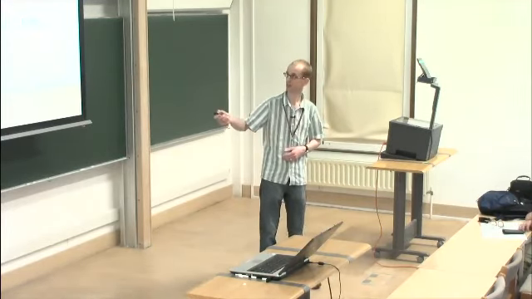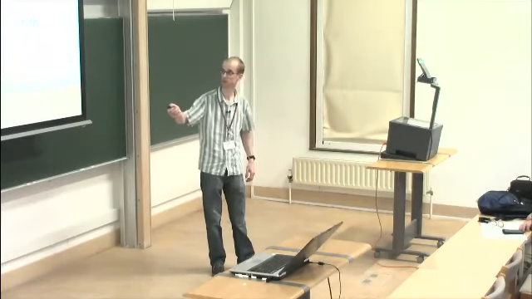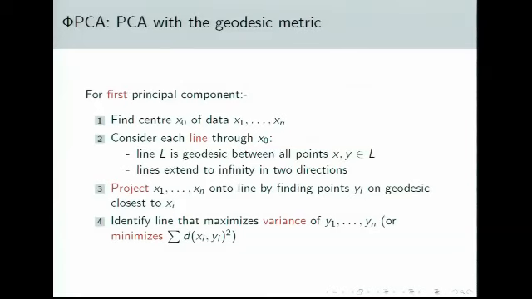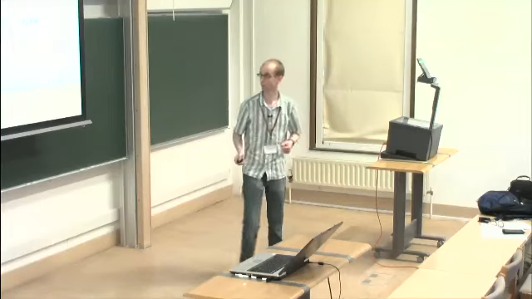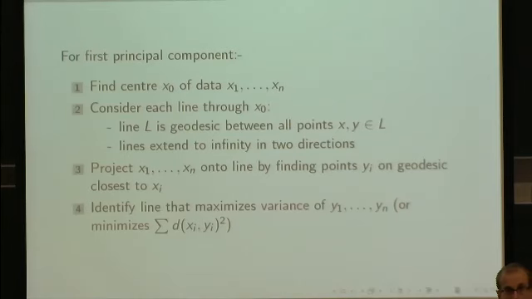I then project all of the points in my data set onto the line by finding the points closest on the line to each of the points I'm projecting, and then I search for a line that maximizes the variance. Or not equivalently, because we don't have a version of Pythagoras' theorem. So in tree space, that's not equivalent to minimizing the sum of squared distances. So there are 2 different objectives that you can try and optimize there.